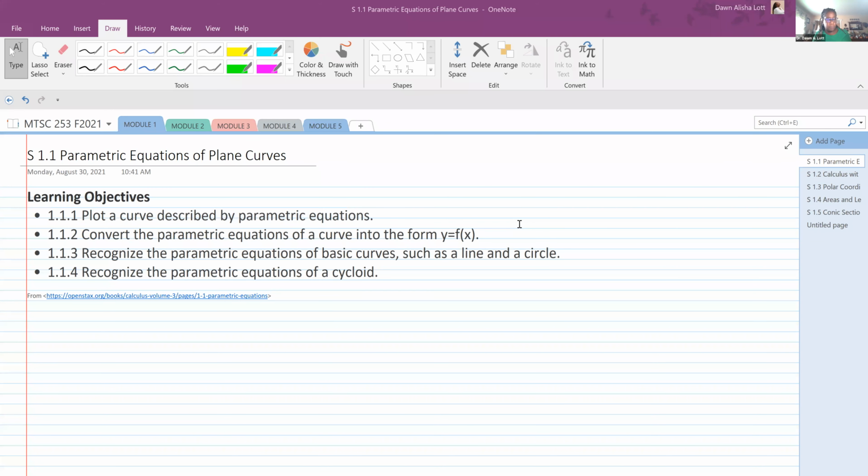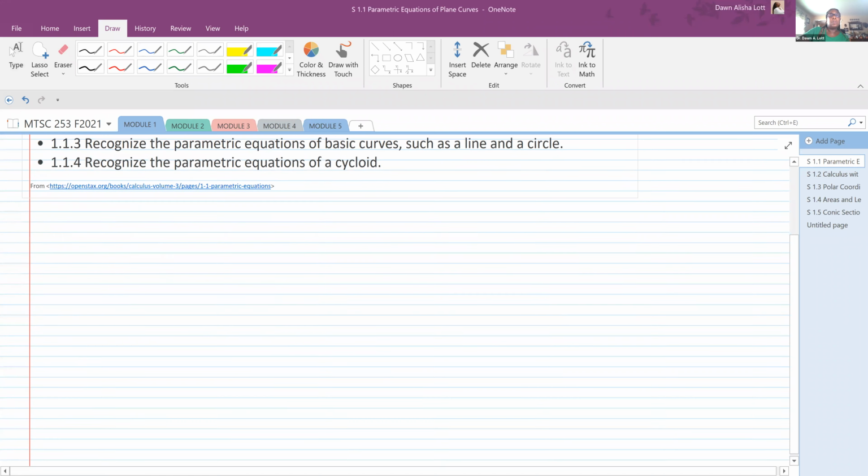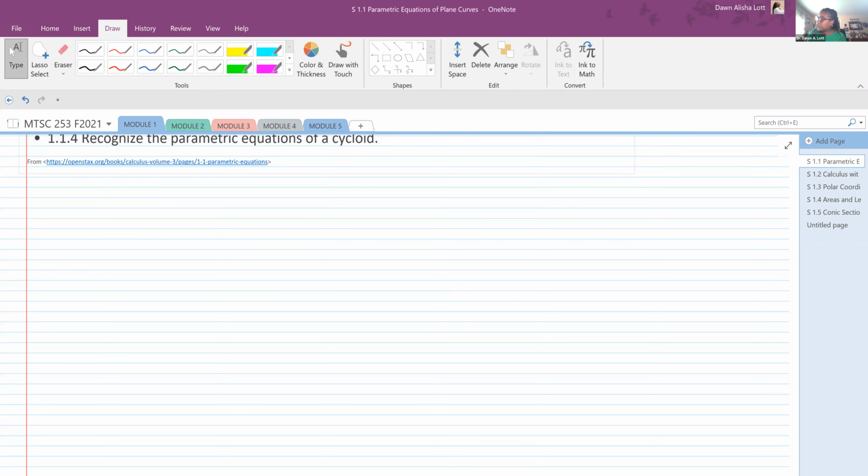Okay, so we've gone over our learning objectives. Let's look at parameterizing plane curves. So it's very easy. We've looked at equations of curves before in Calculus 1 and Calculus 2, so we can recall curves.